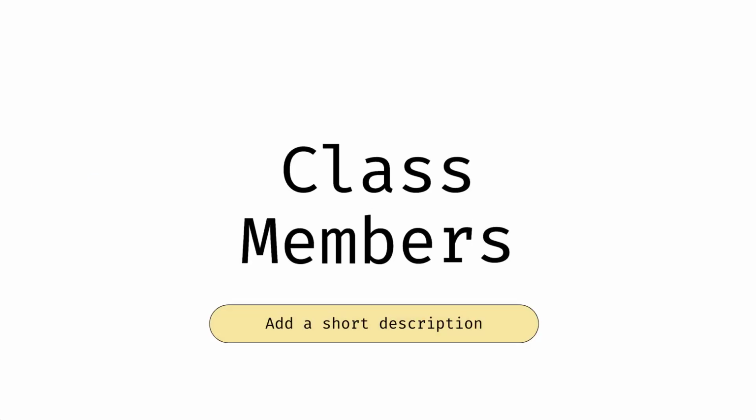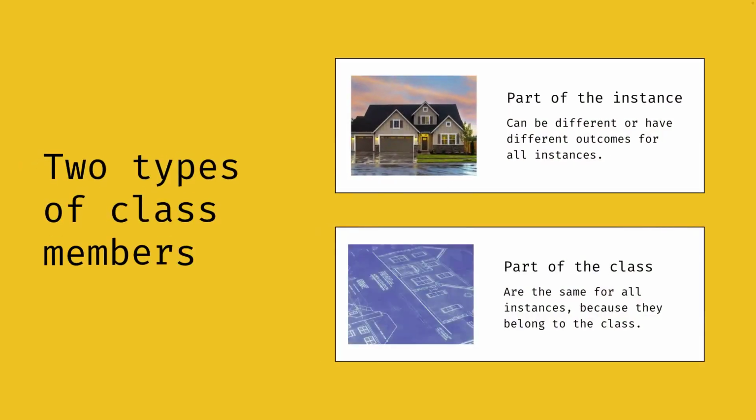We have seen two of the most important concepts of Java already, classes and instances, also called objects. We're going to have a closer look at the class members now and how to use these on instances. Roughly speaking, there are two types of class members. Some of them describe the specific instance and some of them belong to the class.